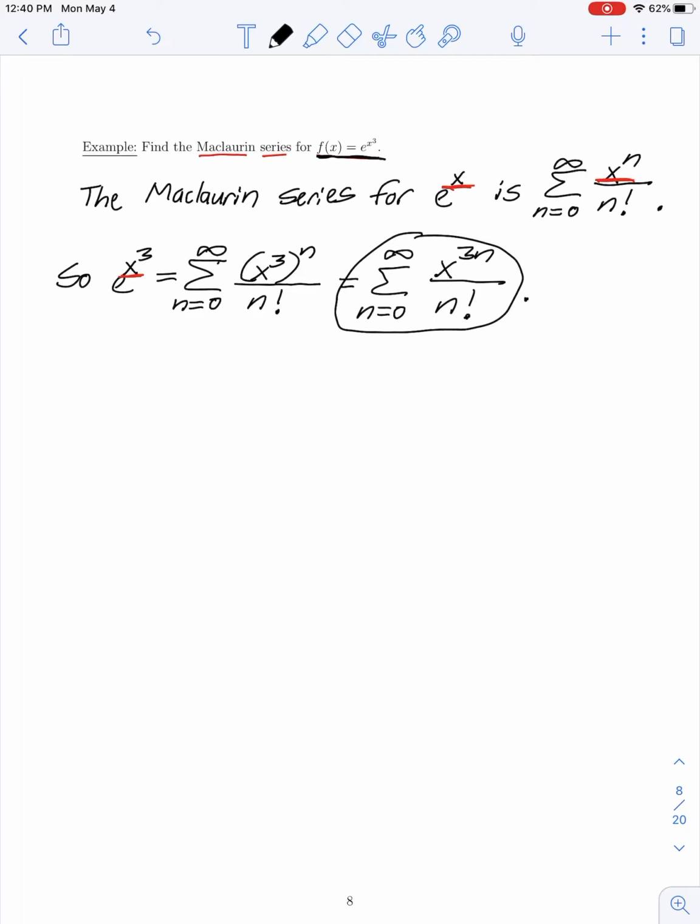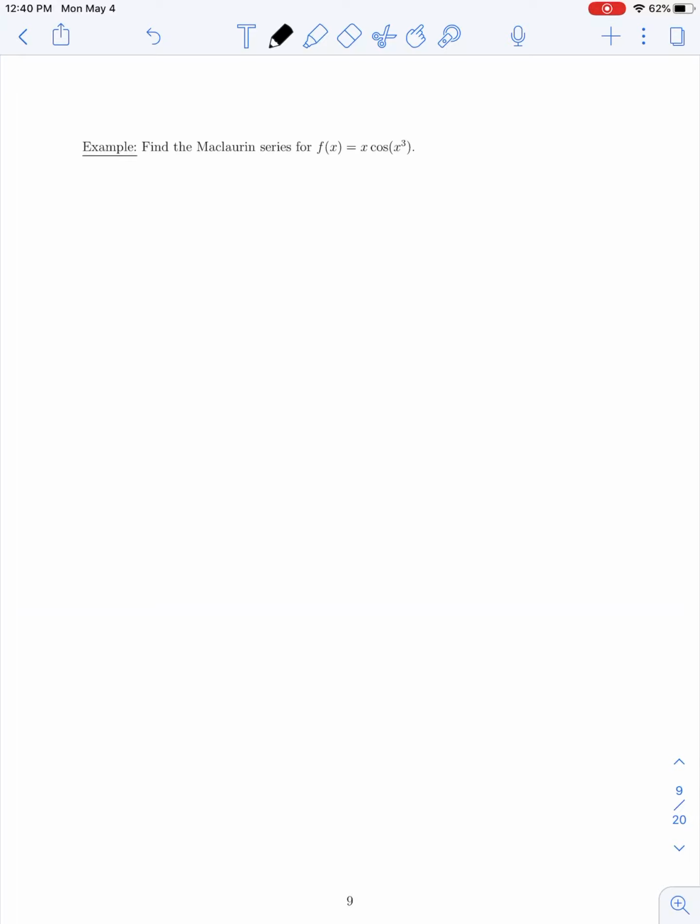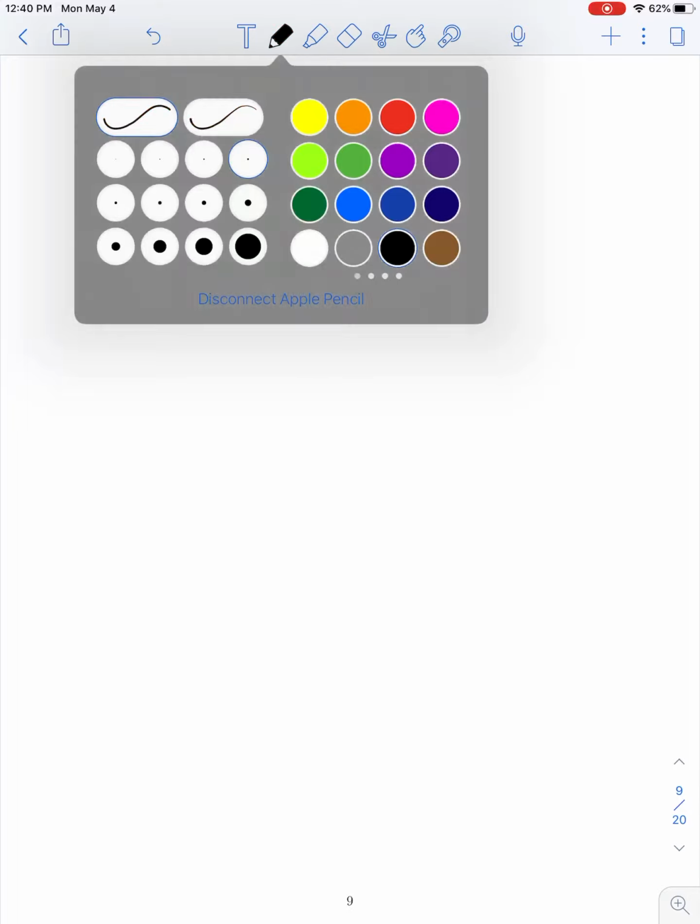All right, so let's look at another one. In the next example, we are asked for the Maclaurin series for x times cosine of x cubed. So I see that it's sort of related to the cosine function. It's cosine of x cubed, and then I'm multiplying by x out in front. So let's start by finding the Maclaurin series for cosine, and then see how we can build up to get the Maclaurin series for this function.